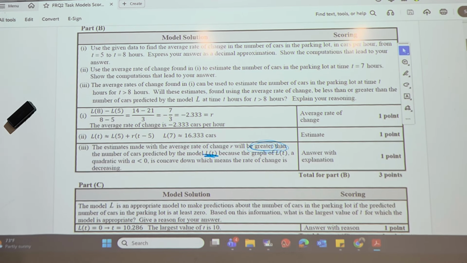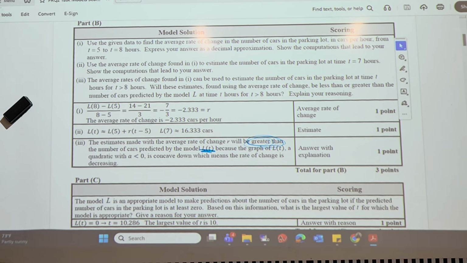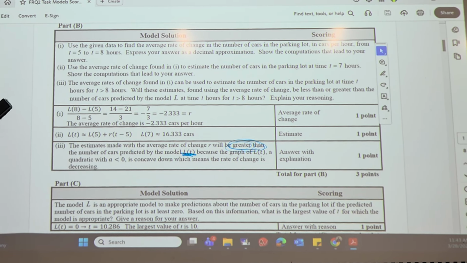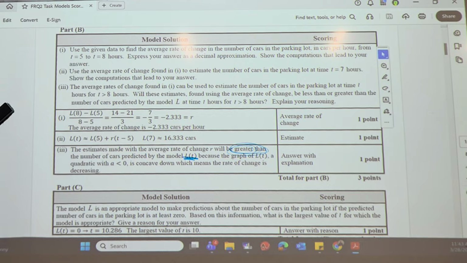And then finally, the last part. I'm almost done. You good, Sam? So awesome. So I'm almost done.